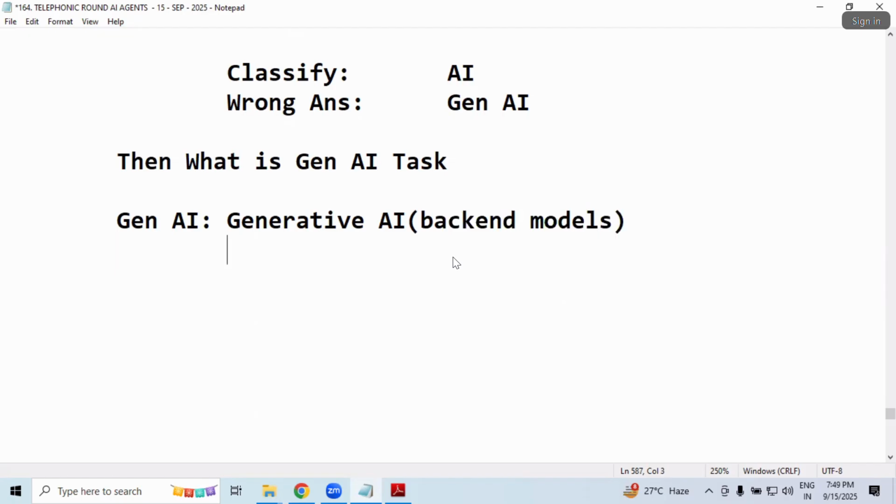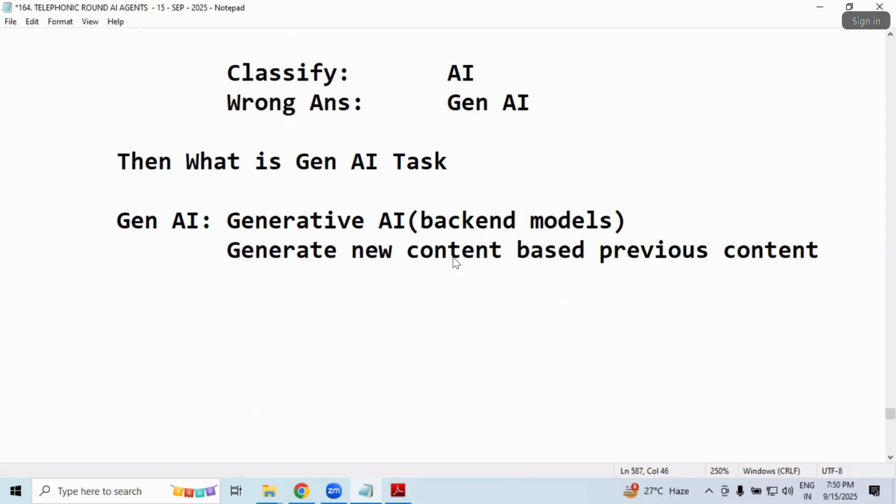Generative AI means generating new content. It generates new content based on previous content. I'm repeating again: the main motive of generative AI is to generate the content.